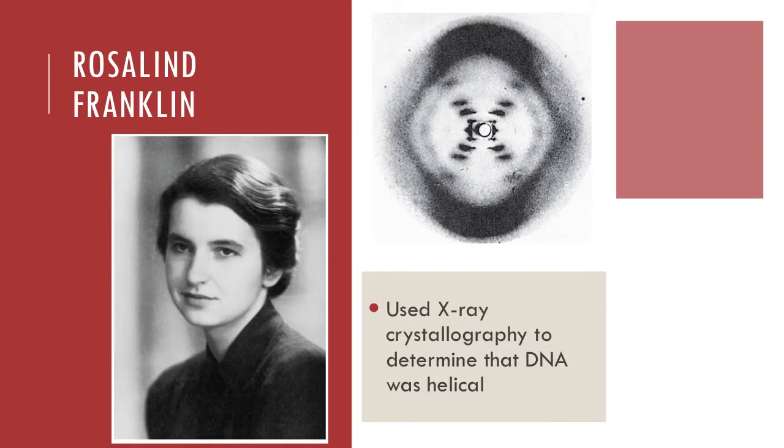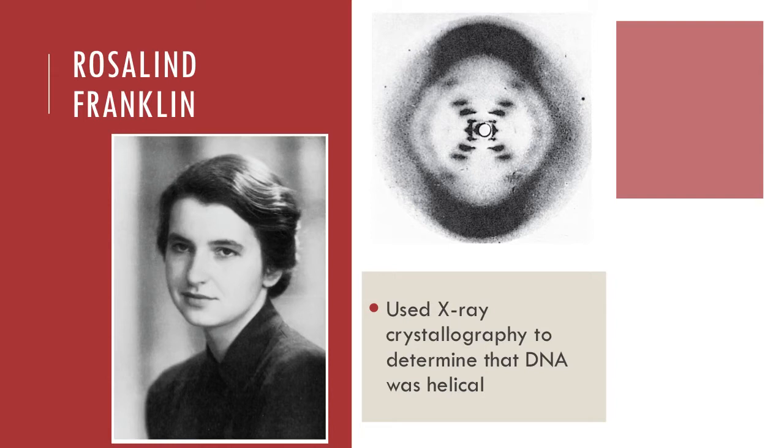Rosalind Franklin, as you saw in the video, was one of the two scientists that worked a lot with X-ray crystallography, which is basically taking different substances, in this case DNA, putting it into a crystalline form, and then shooting it with X-rays and seeing where it diffracted. This X-ray diffraction pattern, this picture up here, that X shape is characteristic of things that have a helical shape.